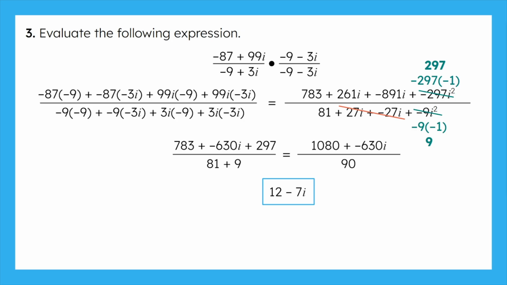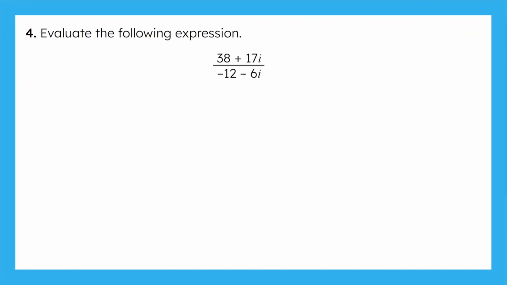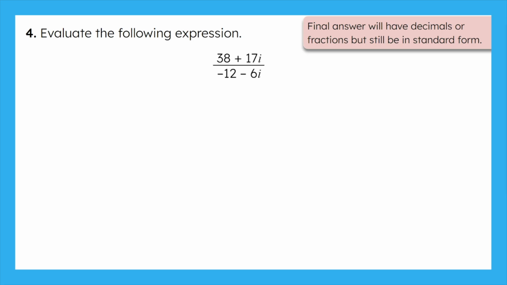Okay, I've got one more example for you. For this example, the real and imaginary numbers that make up the final complex number won't simplify into integers. This means that your final answer will have decimals or fractions, but still be in standard form. All right, go ahead and pause to evaluate this expression.